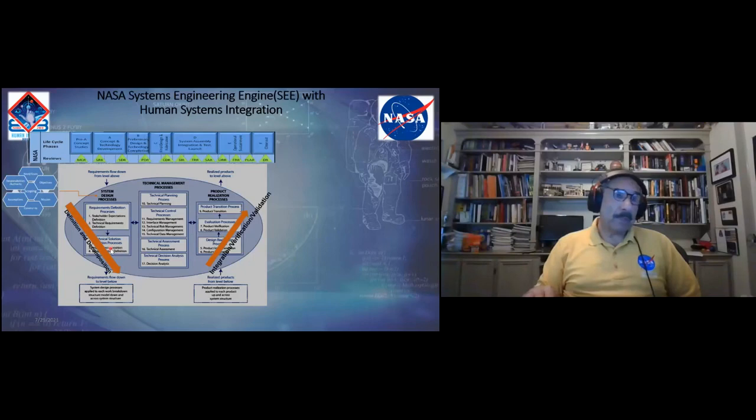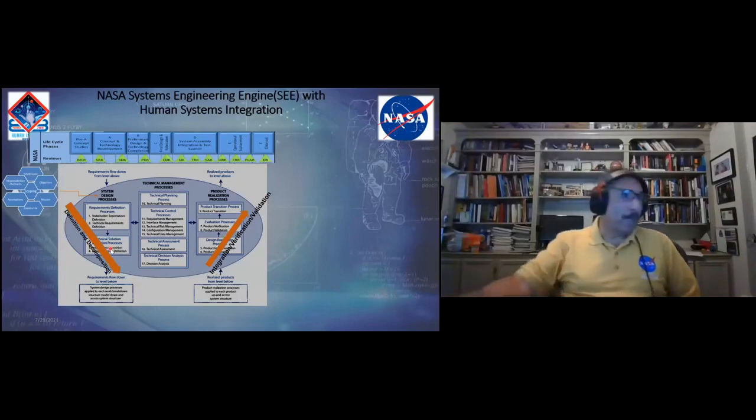Verification basically says that we built this system right. Did we build it to the requirements? Did we build it to withstand the environmental factors? Validation: did we build the right system? Did we build the system that solves the problem that the stakeholder or the customer wanted? That's kind of the big difference between those.